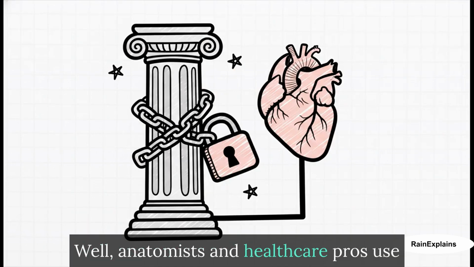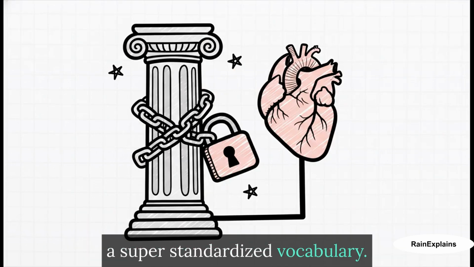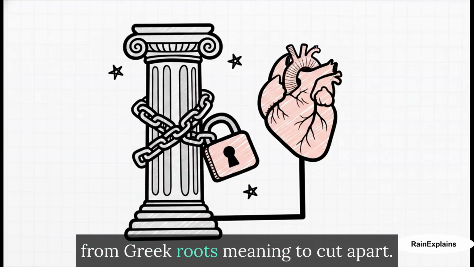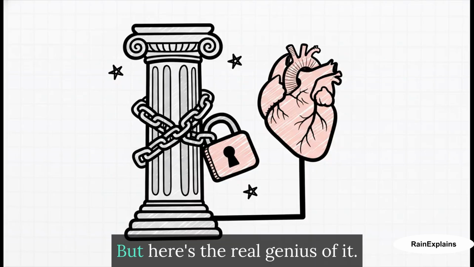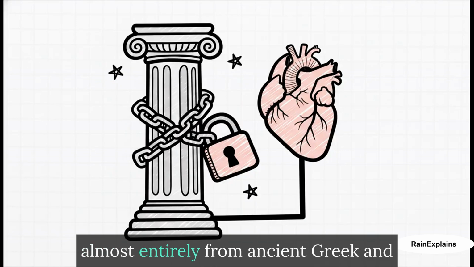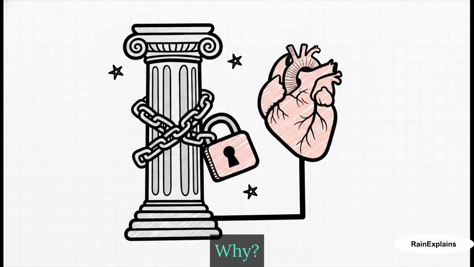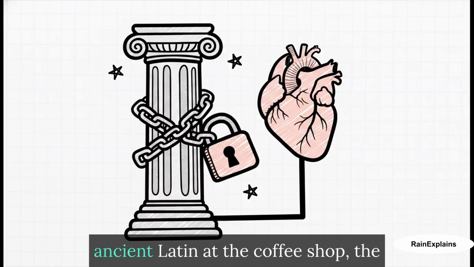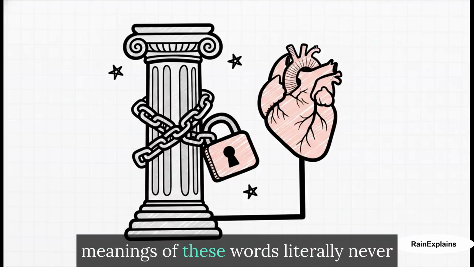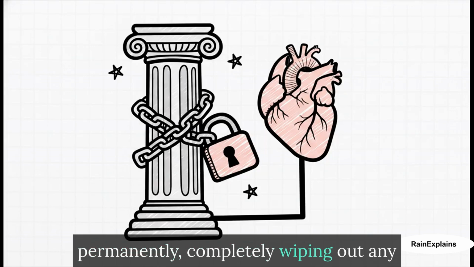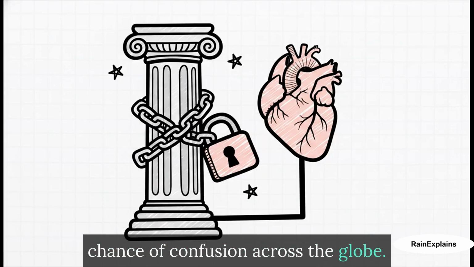Well, anatomists and healthcare pros use a super standardized vocabulary. Fun fact, even the word anatomy comes from Greek roots meaning to cut apart. But here's the real genius of it. The directional terms we use are derived almost entirely from ancient Greek and Latin. Why? Because they're dead languages. Since nobody is casually chatting in ancient Latin at the coffee shop, the meanings of these words literally never change. They don't evolve over time. This locks in their definitions permanently, completely wiping out any chance of confusion across the globe.